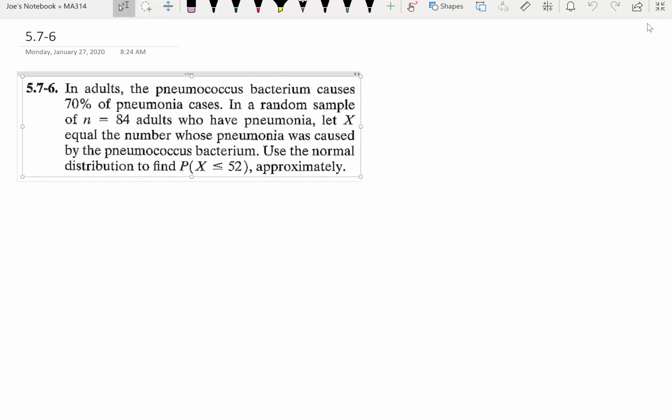So I'm not as worried about the setup of the problem, just the numbers that we need. It tells you that we've got 70% of cases that cause pneumonia. We've got a random sample of 84 adults, and we want to figure out the probability that X, counting the number of people who had pneumonia, is less than or equal to 52. So the first thing we need to do is figure out what kind of distribution we're even talking about before it says use the normal approximate.